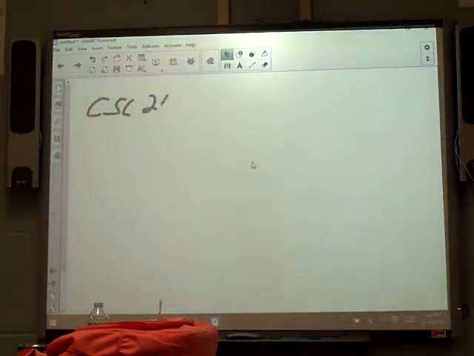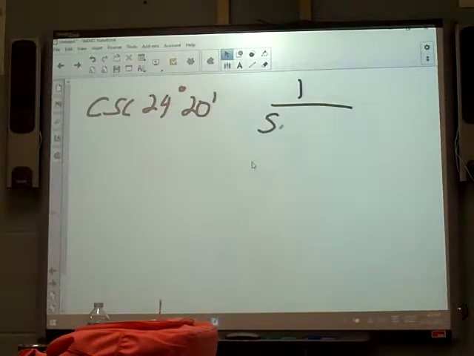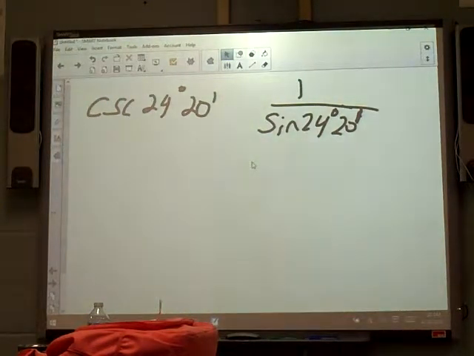Cosecant of 24 degrees and 20 minutes. It tells you to use your calculator, that's nice, but then cosecant's not on your calculator. So you've got to remember that cosecant is the reciprocal of sine. So you're going to enter this as 1 over the sine of 24 degrees and 20 minutes. Just make sure you remember how to get your degrees and minutes in the calculator.